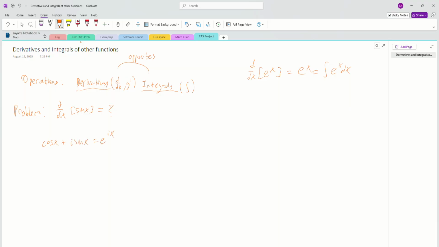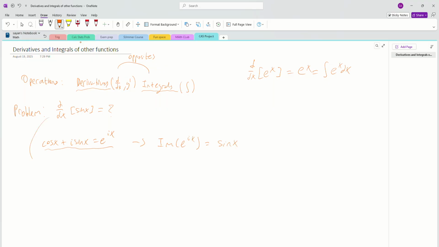This is Euler's identity. Cosine x plus i sine x is equal to e to the ix, where i is the imaginary unit, the square root of -1. Okay? Now, this is the same thing as saying the imaginary part of e to the ix is equal to sine x. So why is this helpful?